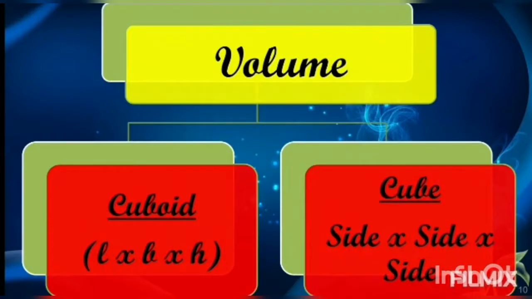Now let's rehash the formulas for volume. Volume of a cuboid equals L into B into H. Similarly, volume of a cube equals side into side into side.